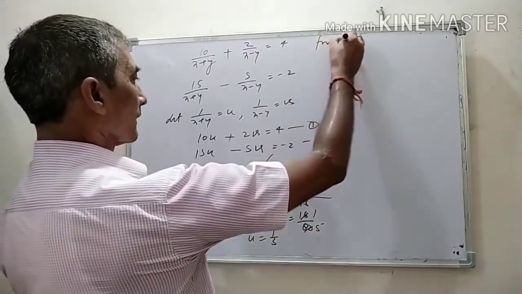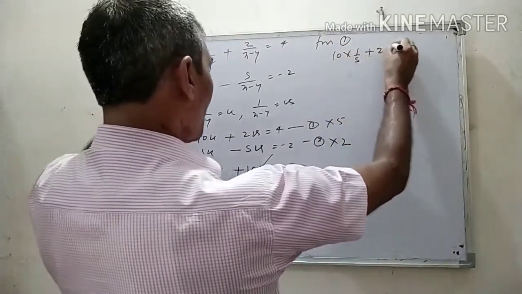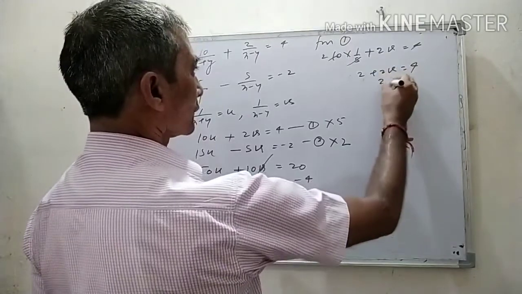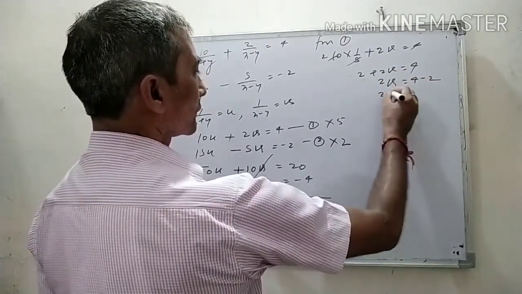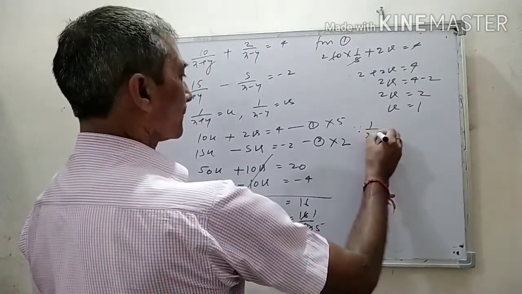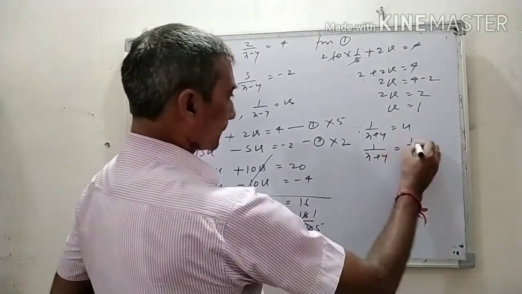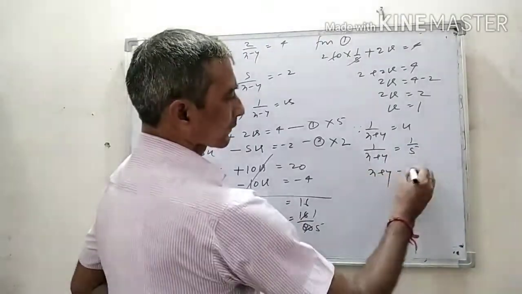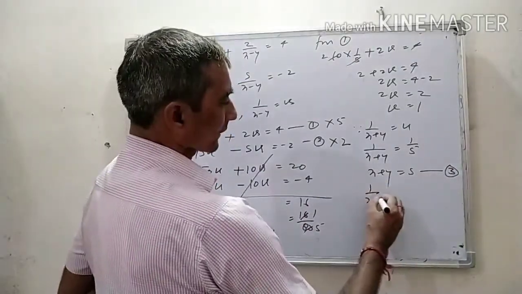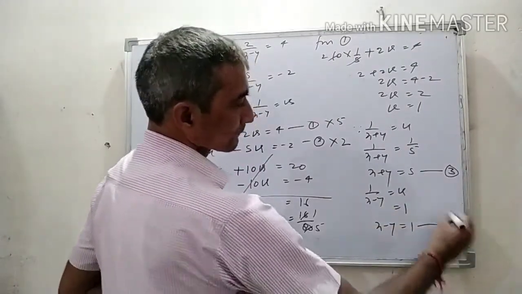And from 1, 10 into 1 upon 5 plus 2v equal to 4. 5 twos are 10, so 2 plus 2v equal to 4. Now 2v equal to 4 minus 2, 2v equal to 2, now v equal to 1. Since 1 upon x plus y equal to u, therefore x plus y equal to 5, equation 3, and 1 upon x minus y equal to v, that is 1. Now x minus y equal to 1, equation 4.